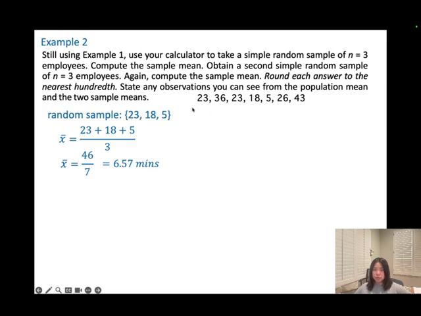And then the second one, I'm going to do it one more time. I use my calculator to randomly pick the sample from here. This time, my sample data will be 36, 18, and 43. Okay, I want you guys to do the same thing. Find the sample mean.